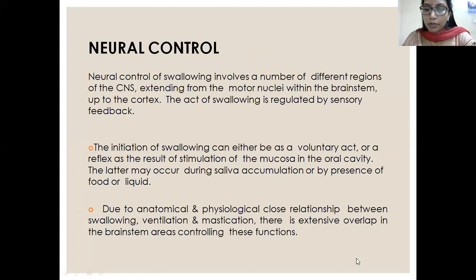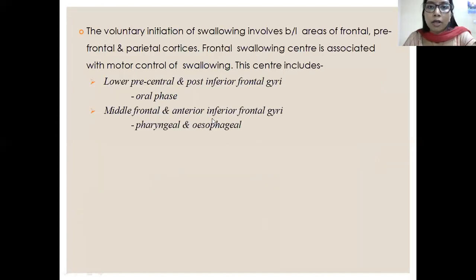Due to the anatomical and physiological close relationship between swallowing, ventilation and mastication, there is an extensive overlap in these brain areas. For the voluntary actions of swallowing, this part should be written by you, if not the lower one, at least this. The voluntary part of swallowing involves bilateral areas of your frontal, prefrontal and parietal cortex. The frontal center is associated with motor control of swallowing. So what are these gyri? Lower precentral and post-inferior frontal gyri for the oral phase, middle frontal and anterior inferior frontal gyri for the pharyngeal and esophageal phases of swallowing.